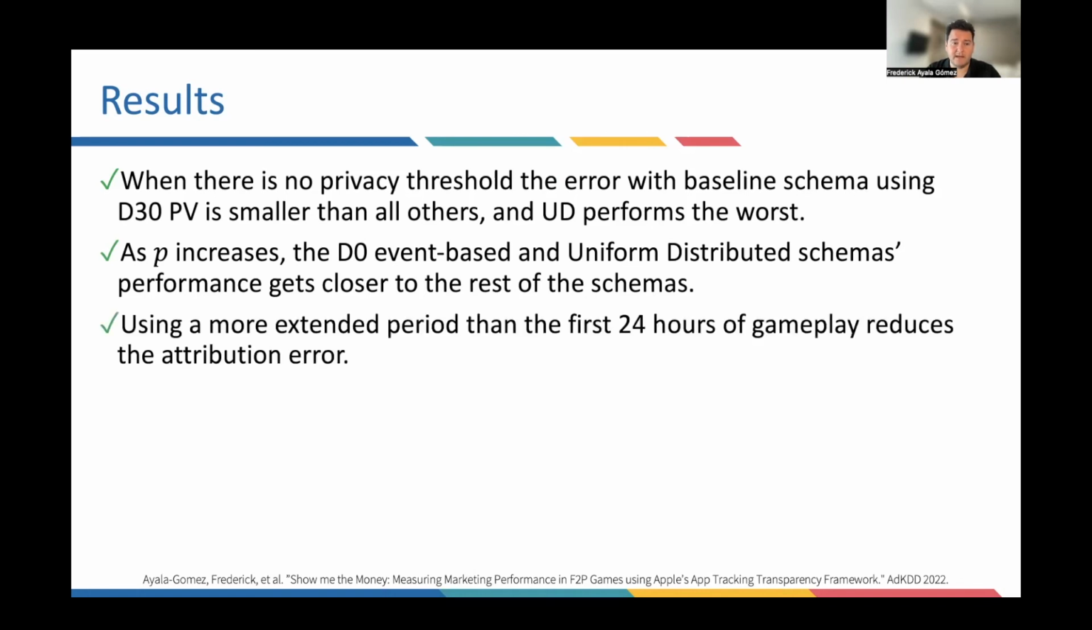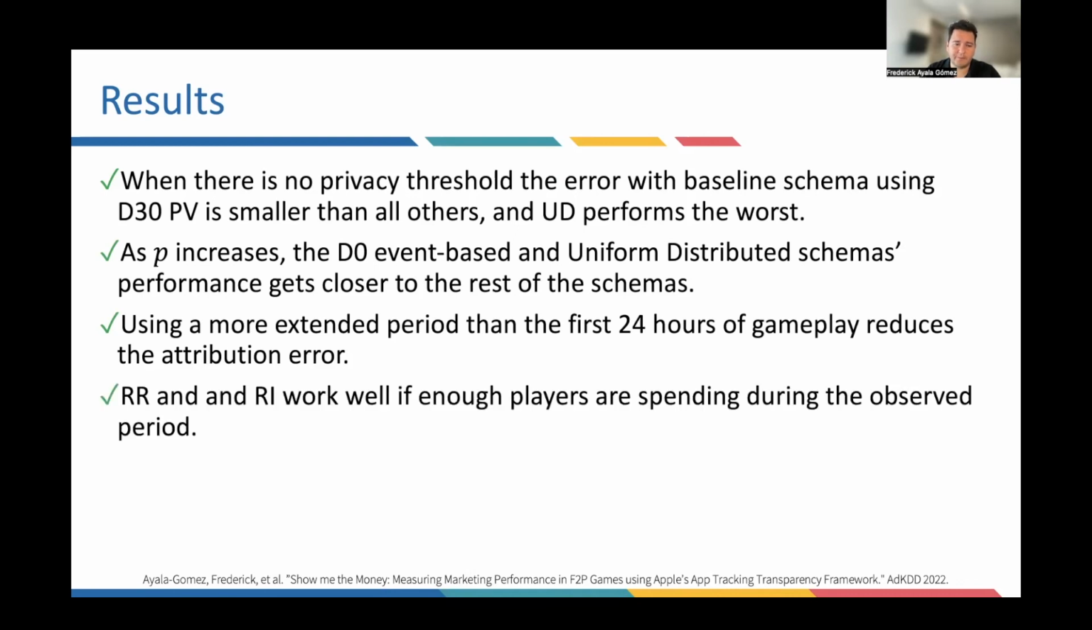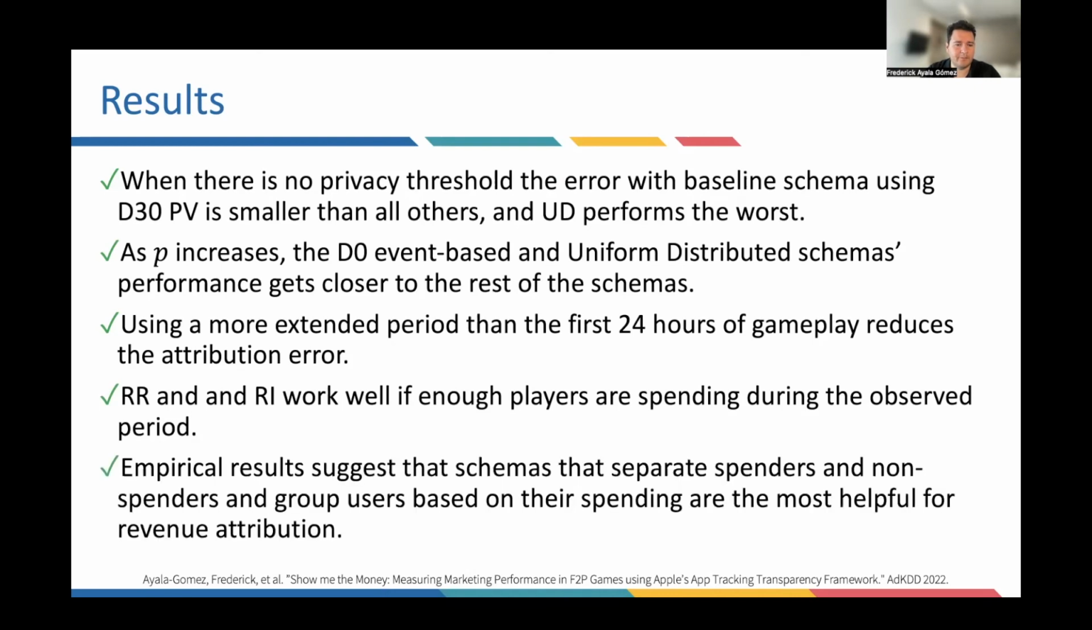We also observe that using more than 24 hours of gameplay reduces the attribution error. And the schemas that kept track of the cumulative revenue and the count of IAPs work well if there are enough players spending during the observed period. Otherwise, they go to the null value and it doesn't work very well. Empirical results suggest that if we are able to separate spenders and non-spenders and then group them based on the amount of spend we are expecting, this would reduce the attribution error the most.